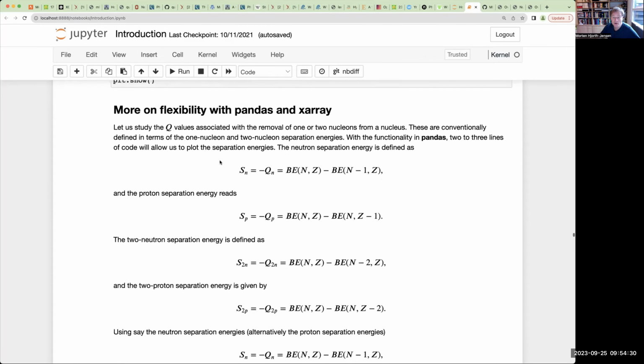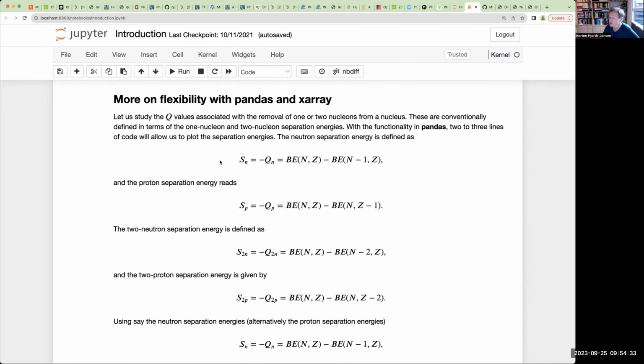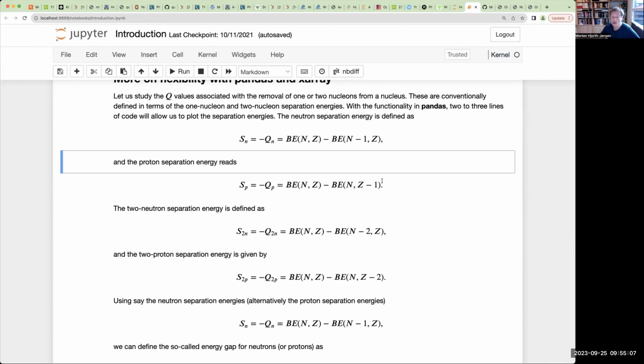So I'm going to skip this one, but I also wanted to show you some of the flexibility which you can have with a software like Pandas. So one of the quantities which we often want to calculate is something like the separation energy, which is defined as these energy differences. So the separation energy for neutrons is given by the binding energy difference between a nucleus with N and Z and a nucleus with one neutron less. And these are quantities which we often use to infer something about, let's say, magic numbers.